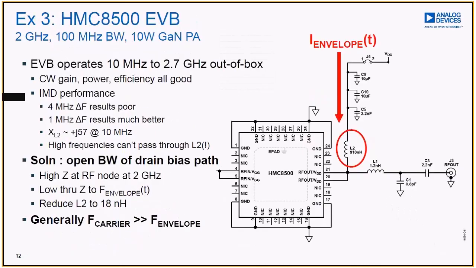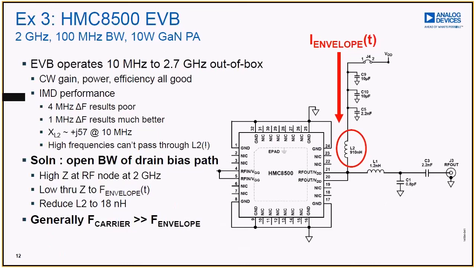Here's the HMC8500. This is example 3. So we take the eval board out of the box. We test it at 2 gigahertz. It's perfect. It has good efficiency, good gain. Everything's great. We put a 100 megahertz bandwidth modulated signal into it, and we find that the EVM or the adjacent channel spurious is terrible. The reason for that is because we've got a 100 megahertz envelope that we're trying to push through basically a 1 microhenry inductor. It doesn't work.